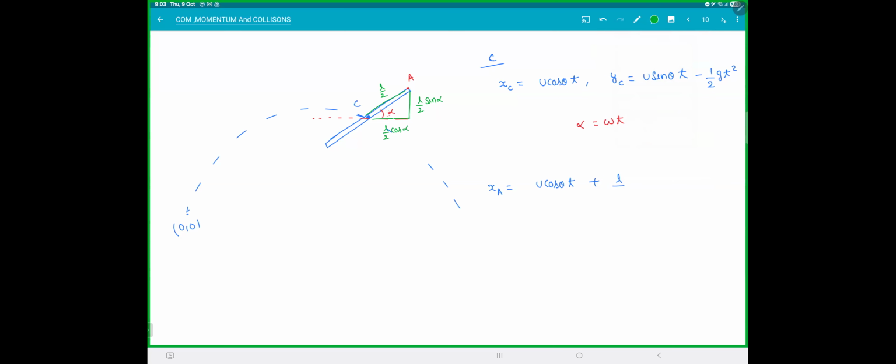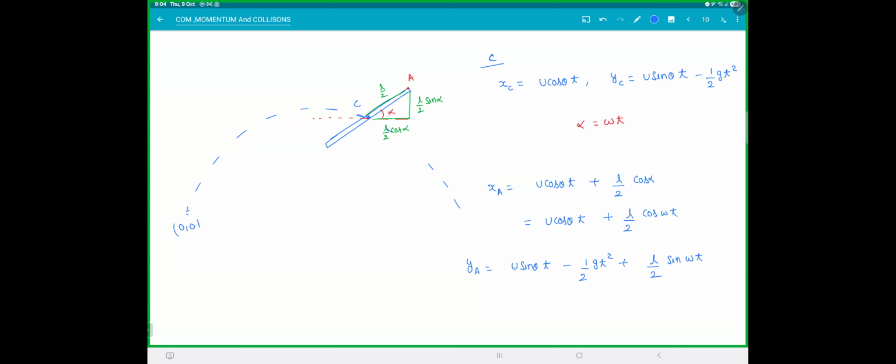Because initial theta is already given, that will be confusing. L by 2 sine alpha, which is u cos theta t plus L by 2 sine omega t. Similarly, the y coordinate of A will be the y coordinate of C, which is u sine theta t minus half g t square, and then it is at a height of L by 2 cos alpha plus L by 2 sine omega t.